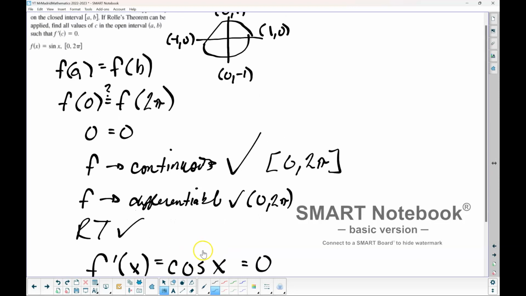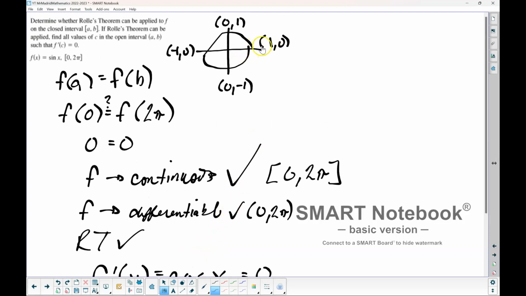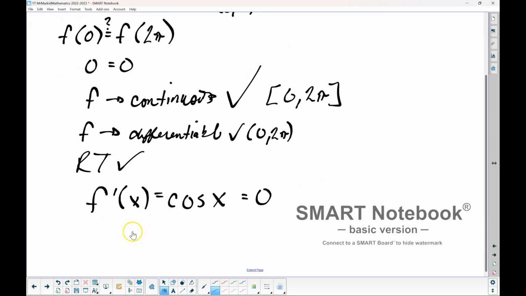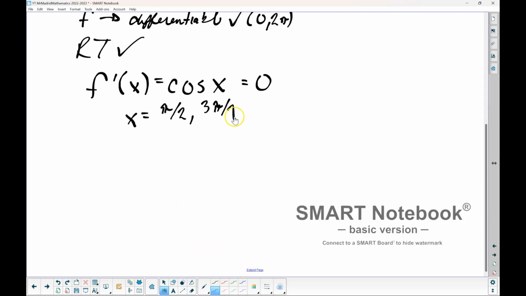By looking at our unit circle, we know where cosine equals 0. We have this is 0, this is pi, this is 2 pi. If you take pi and cut it in half, that's pi halves, and then 2 pi halves, 3 pi halves. So it happens at x equals pi halves and 3 pi halves. Therefore we can conclude that c equals those values.